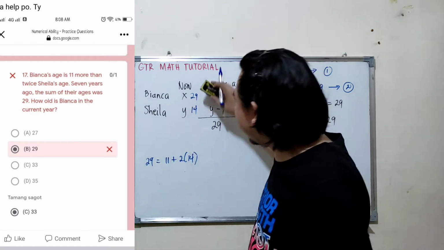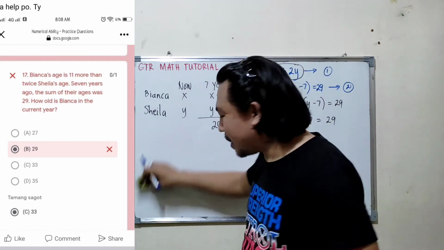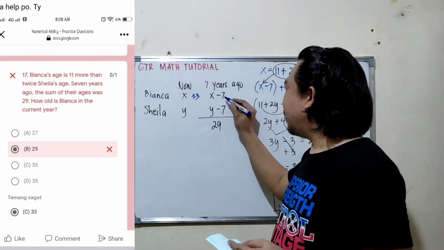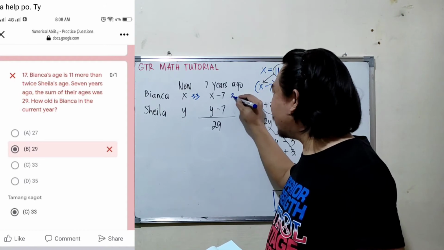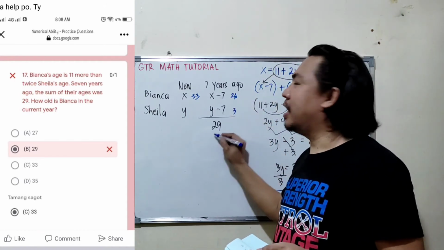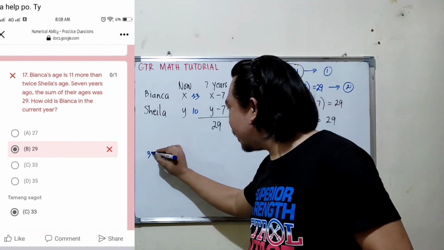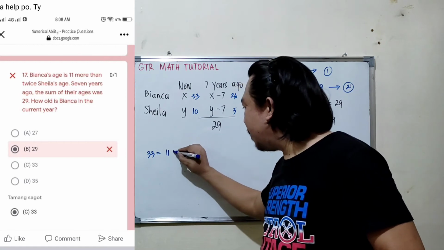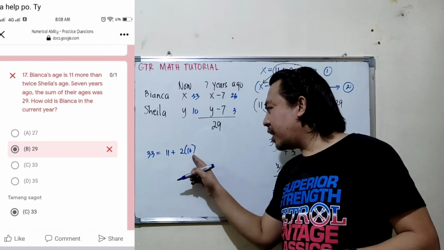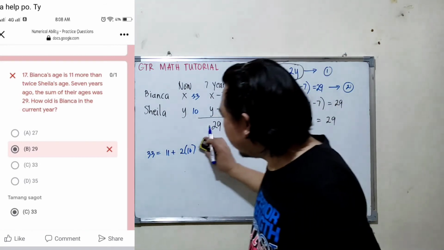So, next 33. Trial and error ulit. Walang sumasakto talaga. Kung ito ay 33, 33 minus 7 ay 26. Kung 29 ang sum, 26 plus 3 is 29, tapos 3 plus 7 is 10. Ang 33 ba ay equal sa 11 more than twice ng 10? Hindi pa rin. 2 times 10 is 20, plus 11, 31. Hindi pa rin equal, so hindi pwede ito.